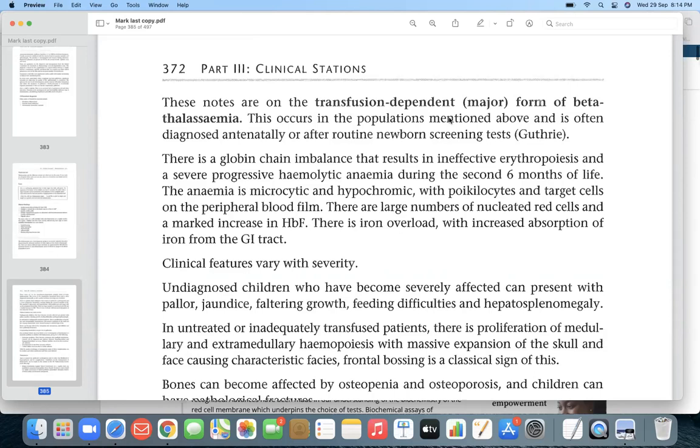These notes are on the transfusion-dependent major form of beta thalassemia. This occurs in the populations mentioned above and is often diagnosed antenatally or after routine newborn screening tests. Either thalassemia can be diagnosed antenatally or by routine neonatal screening tests, which will be done immediately after birth. I think on the 5th day of birth, right? Guthrie's test is usually done on the 5th day.